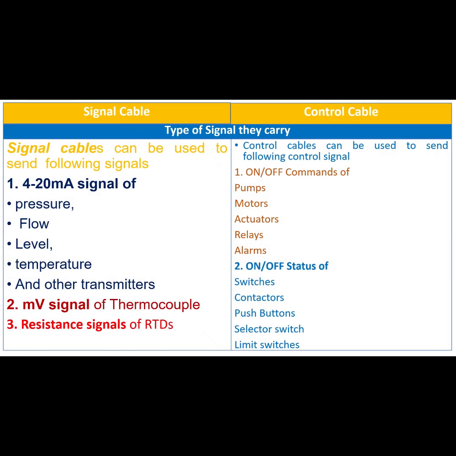While the control cables can be used to send the following control signal. First, on-off command of pumps, motors, actuators, relay, alarms and many more. Second, the on-off status signal of switches, contactors, push button, selector switch and limit switches.